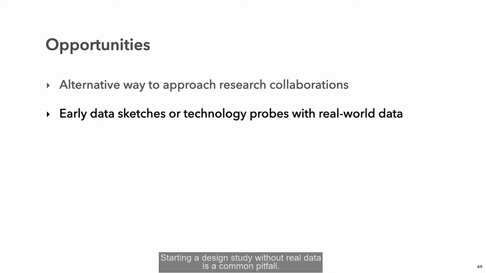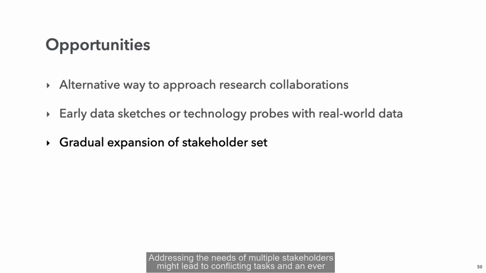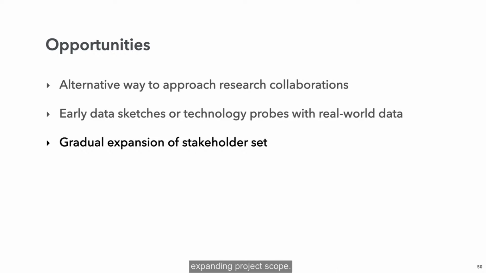Starting a design study without real data is a common pitfall, so access to real-world datasets is a major advantage and allows the creation of data sketches and technology probes early on. Addressing the needs of multiple stakeholders might lead to conflicting tasks and an ever-expanding project scope. In a data-first design study, the primary data source serves as a guide to delimit the problem space and to select matching stakeholders.